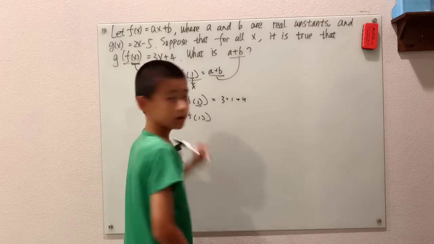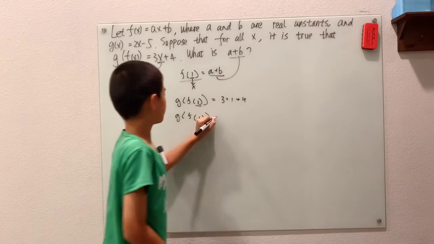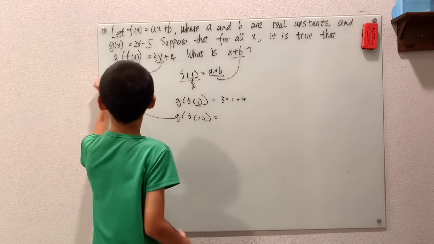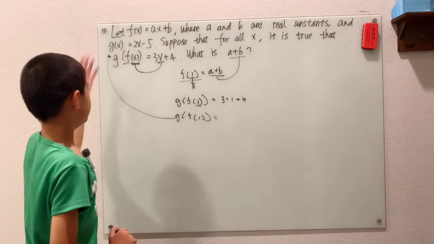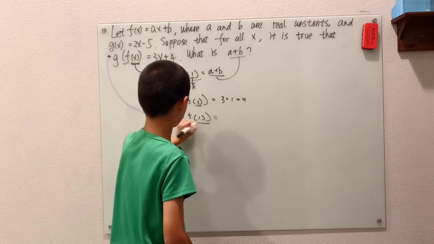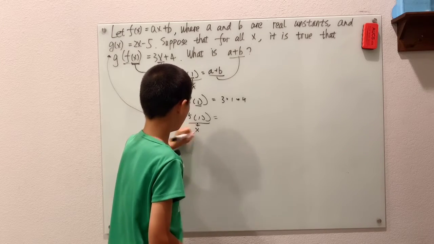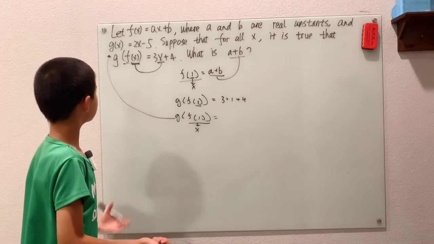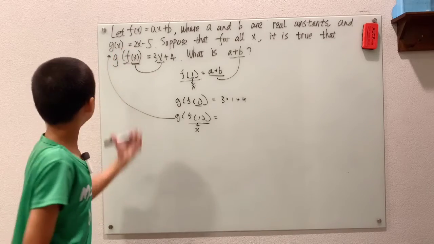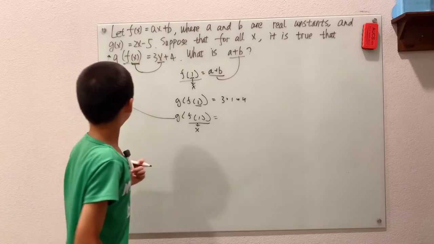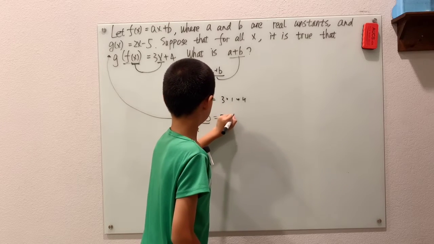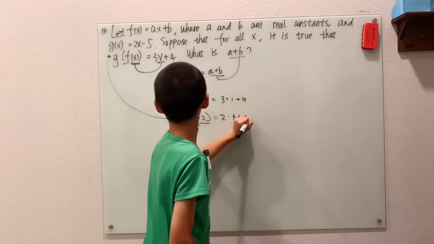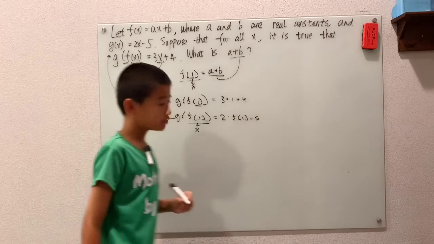However, because this is also in the form g of x, then in this g of x, f of 1 is the big X, and then we have 2x minus 5, so 2 times f of 1 minus 5.